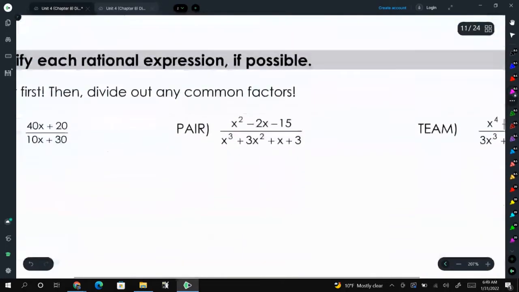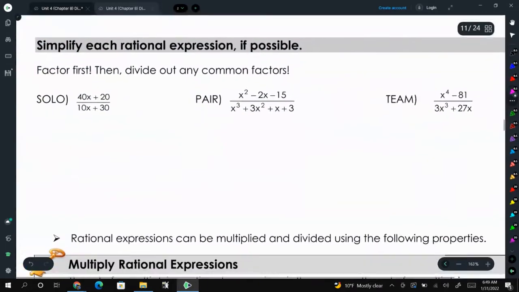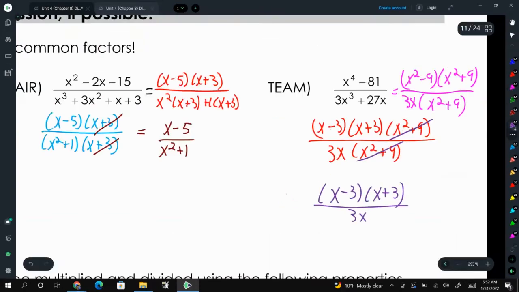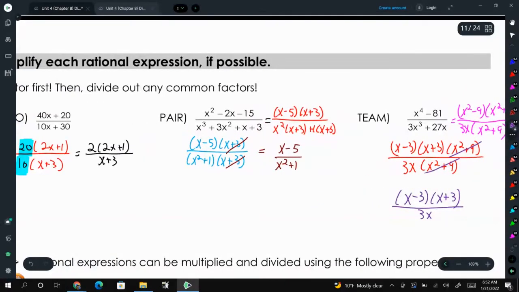All right, on the next page here, I want you to pause the video and try these. Just remember your difference of squares and your factor by grouping when you're trying to simplify this. All right, so these are the answers you should have gotten.